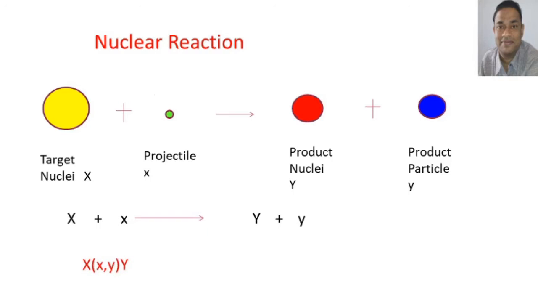The nuclear reaction is also denoted by capital X in bracket small x, small y, and outside the bracket capital Y, where capital X is the target nuclei, small x is the projectile, capital Y is the product nuclei, small y is the product particle.